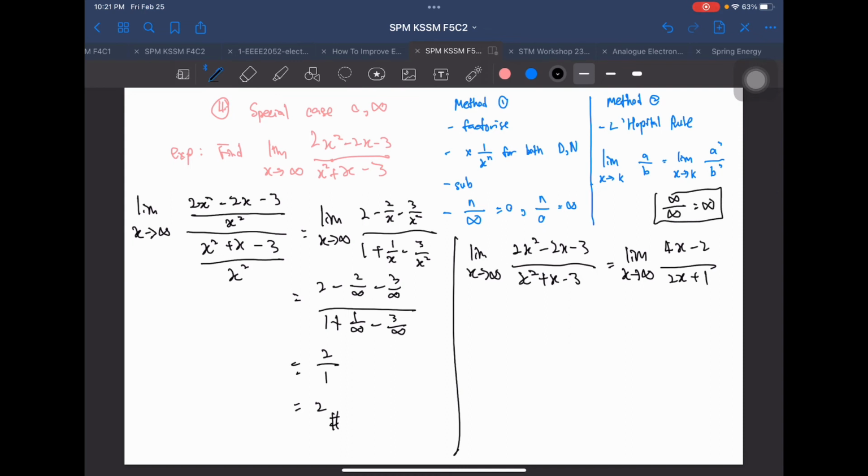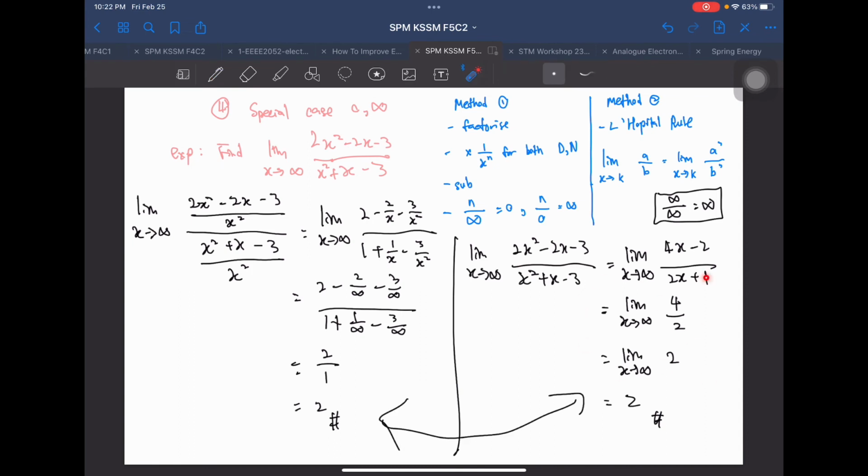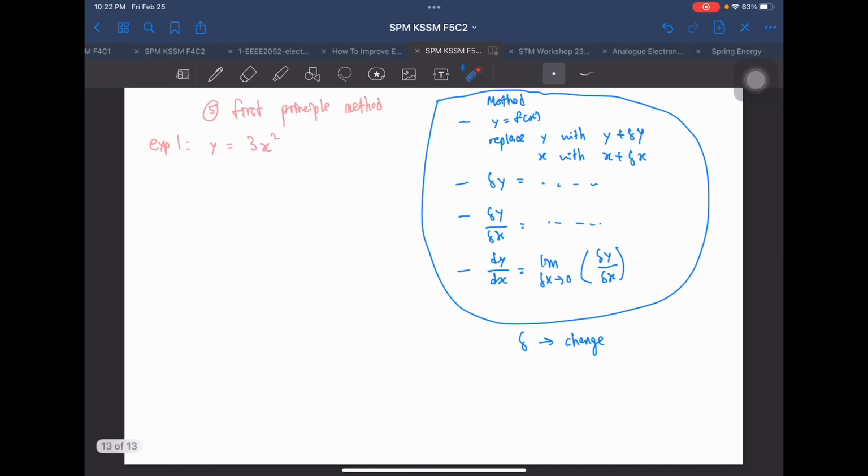So you're gonna apply L'Hopital's rule again. You differentiate the denominator and numerator again. If you differentiate it again, you got this. So this is definitely the limit as x approaches infinity of 2, which is 2. And then you can see that these two are the same answer. So this can be applied to the previous 3 questions as well. If you would like to try, this is a method to check if your answer is correct. So let's move on to the last part of this video, the first principle method.